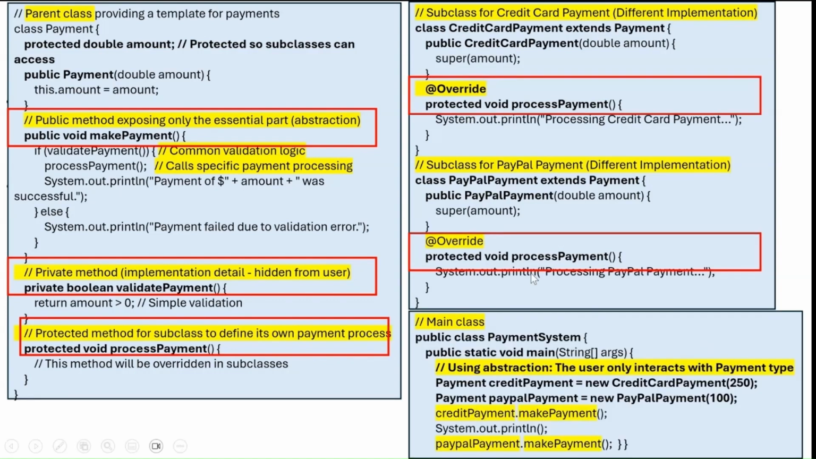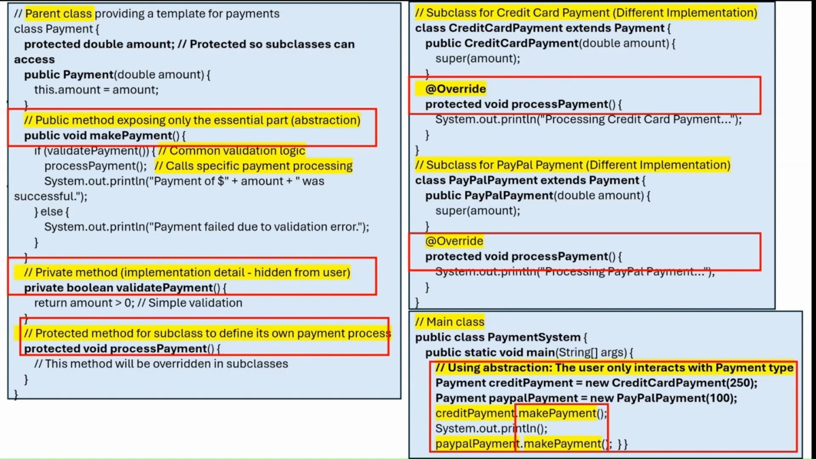Now, when the user makes a payment, it will come to our main class and interact with our system. The user doesn't need to know how the credit card payment processing is happening or how the PayPal payment processing is happening. That logic is something internal, right? And that is hidden from the user. The user can just interact using the makePayment method, right? So this is abstraction.